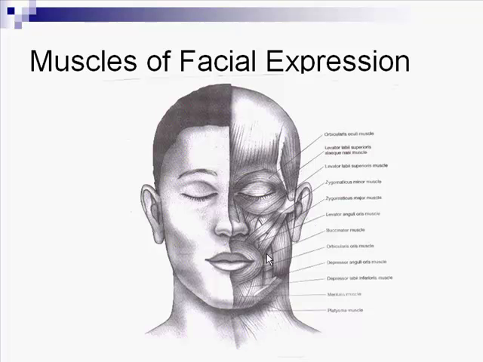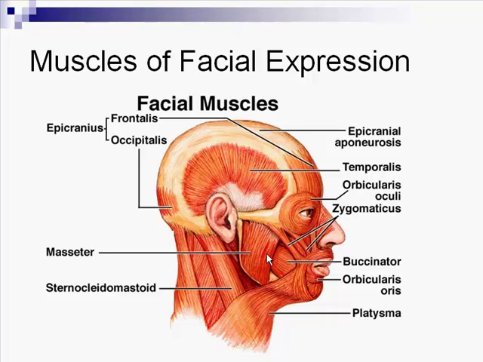Here are your muscles of facial expression. Again, you can find this in your learning guide. Remember, we talked about the aponeurosis, the epicranius has the two bellies, the frontalis and the occipitalis. Platysma, large muscle on the neck. Sternocleidomastoid, this is a very powerful muscle. It attaches to four bones. Remember, the mastoid process is on the temporal bone.